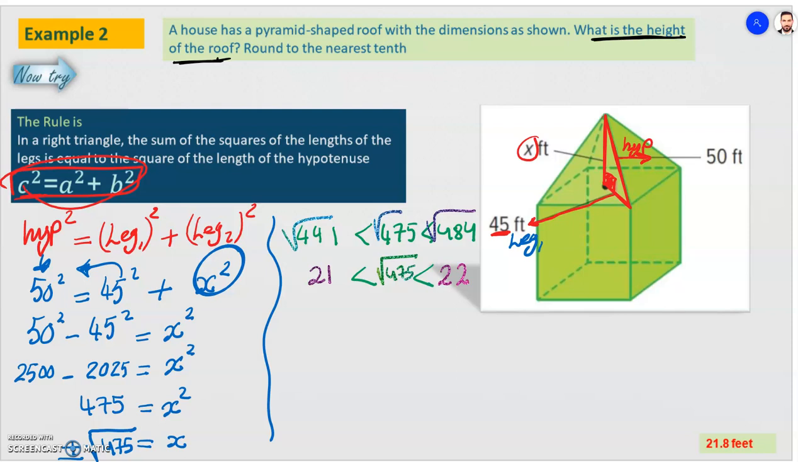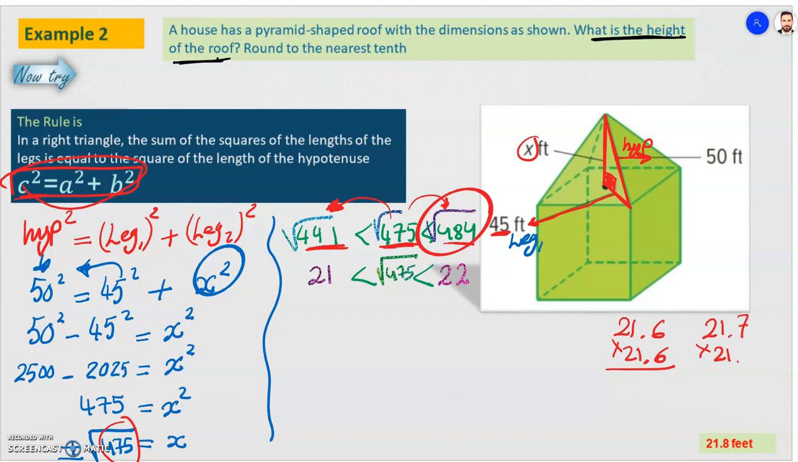So let's compare between the number 475 and 441. What is the gap between them, and what is the difference between 475 and 484? It's close to 484, which is above 21.5. So I'm going to try 21.6 multiplied by itself. Is it not close enough to the exact number 475? You should try 21.7 multiplied by 21.7.